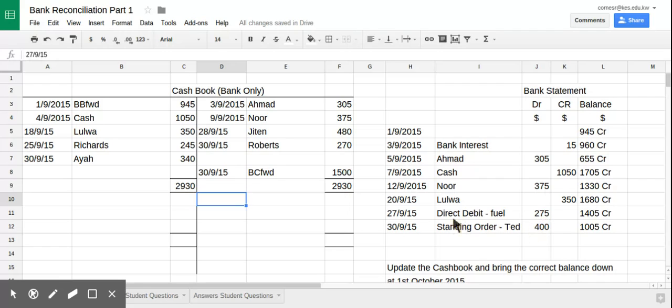So remembering the first one, the first thing we're going to do, we're going to actually tick off all the items which appear in both the cash book and the bank statement.